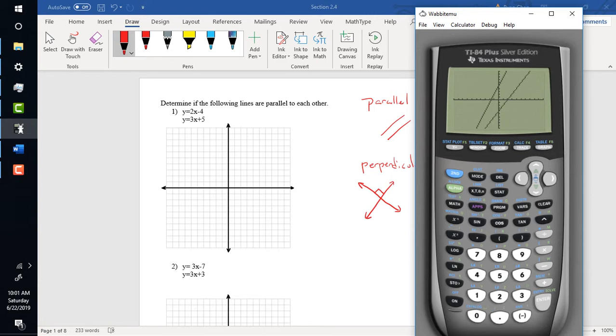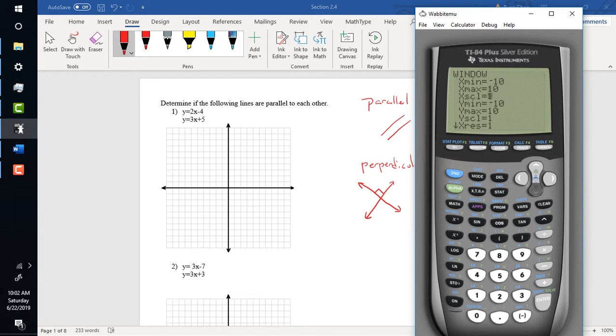Even though I don't see them intersect, I definitely know they're not parallel because notice, reading from top to bottom, your two lines are starting to get closer and closer. Eventually they're going to intersect, which obviously means they're not parallel. Parallel means they never intersect at any given point.